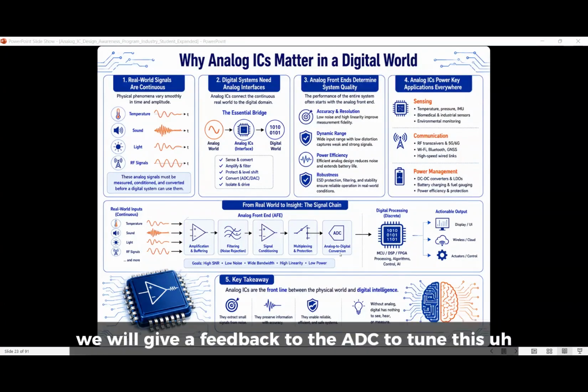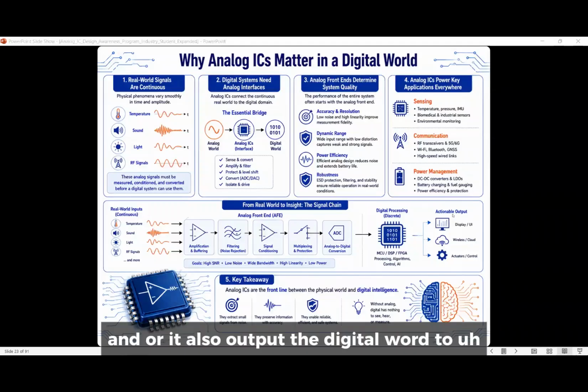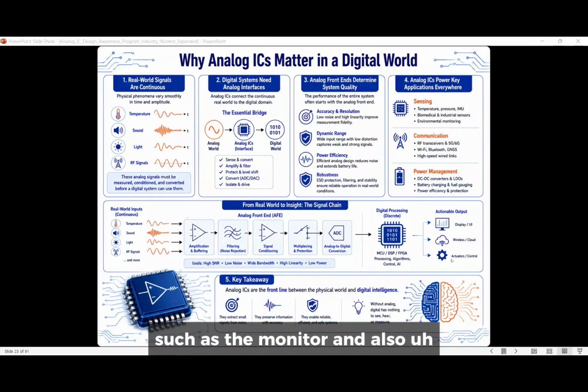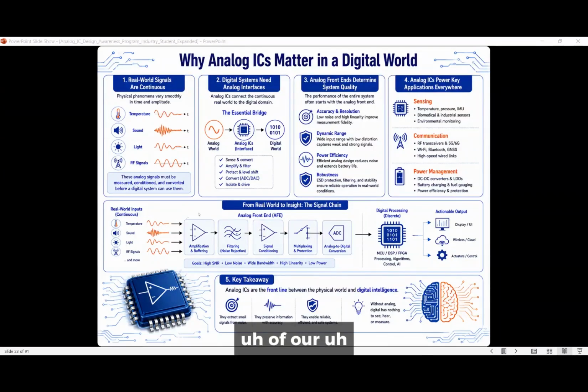Sometimes we give feedback to the ADC to tune its performance. It can also output to the digital world to drive subsequent devices, such as the monitor, and also the power amplifier, and some other control. So this is the basic signal flow of our system.